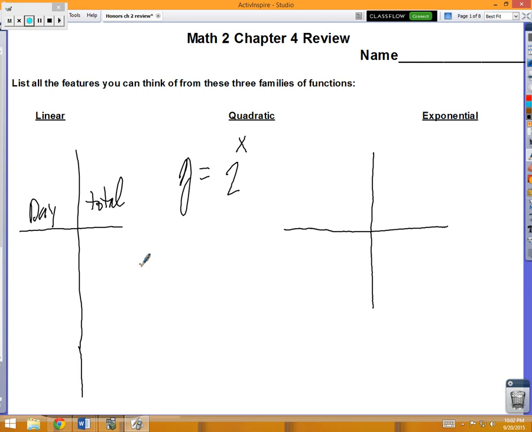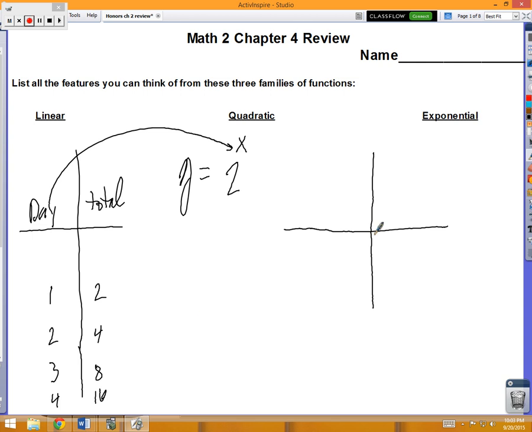So, let's say this doubles every day. So on day 1, we're going to have a total of 2 items. On day 2, so we're going to call this day, and we'll say the y is the number of items, whatever you got. Day 2, you're going to have 4. Day 3, you're going to have 8. Day 4, you're going to have 16. So your amount is doubling every day as the day goes by.